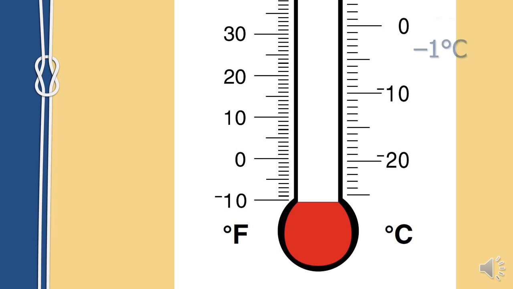So, minus 1 degree Celsius would be 1 mark below the 0 mark. Minus 1 degree Celsius. And that's how we say that. Minus 21 then. Okay, so we want to come down 10, 20, and 1 more down below the 20 would be minus 21 degrees Celsius.